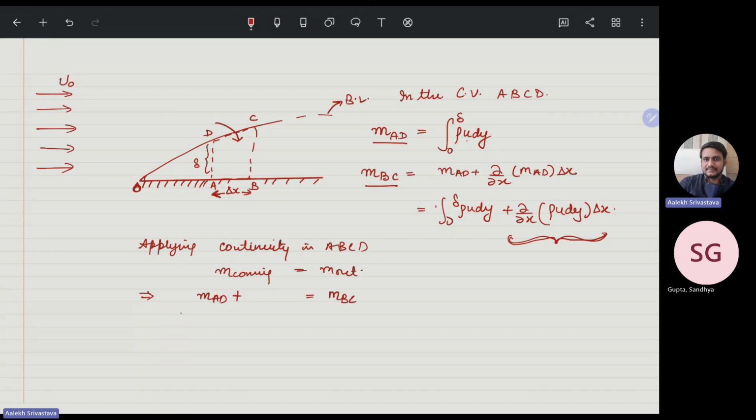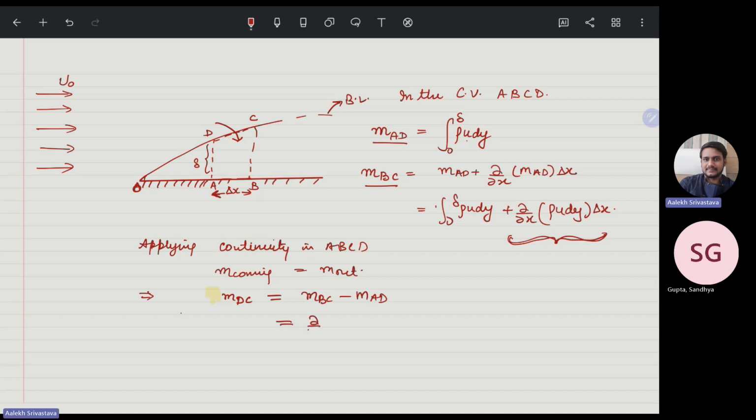Therefore, mass is coming and going. So applying the conservation equation, you will get mass of DC is equal to mass of BC minus mass of AD.